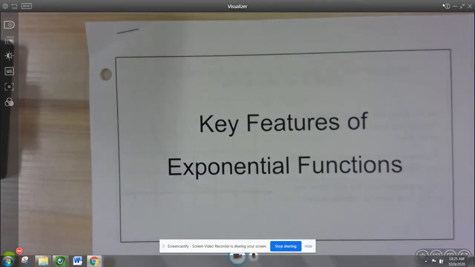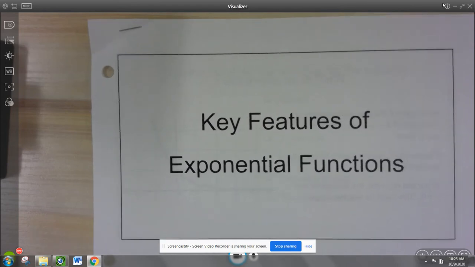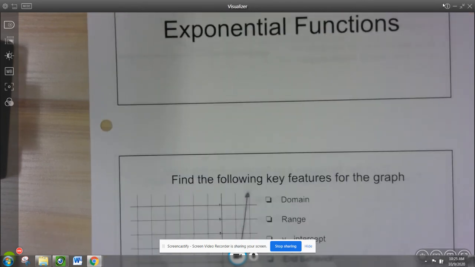So we're going to talk about key features of exponential functions in this video. I've got some graphs, some tables, and some equations, and we're going to figure out what exponential functions look like on a graph, which we kind of already started doing with our geometric sequences, but we're going to dive a little deeper into them today and look at what their key features are. So domain, range, if there's intercepts, what our increasing intervals look like, what our decreasing intervals look like, and we're also going to start talking about end behavior.